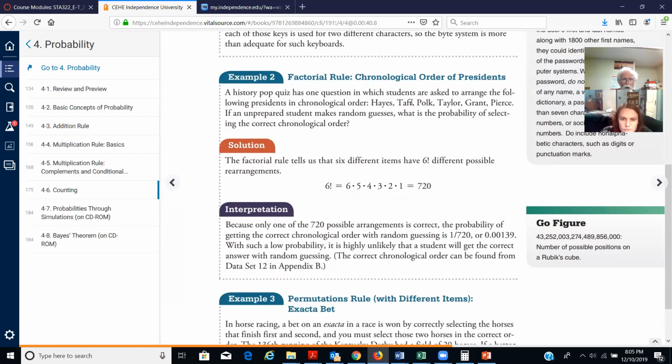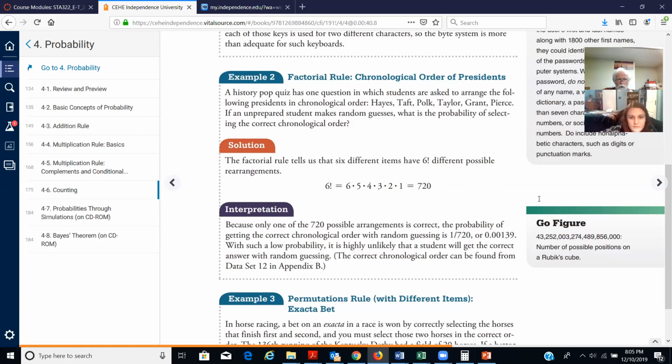Again, we can have arrangements. Okay, if someone were to put 6 presidents in chronological order, something I'm not sure I could do, to tell you the truth. But anyway, there are 720 different possible arrangements, because there's 6 times 5 times 4, etc. So the chances of being able to guess the answer is less than 0.1%.